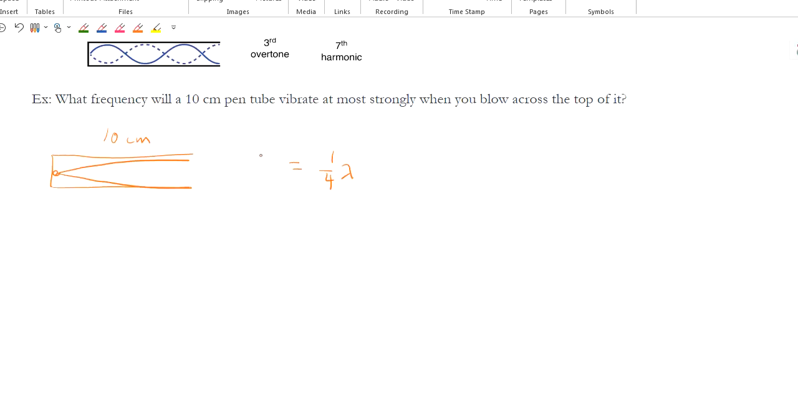Quarter wavelength is 10 centimeters, which means that lambda is 40 centimeters. So we go back here, V is equal to F lambda, and if we knew the speed of sound in air, we could figure out the frequency of vibration. It depends on the temperature, but a good number to use for room temperature is about 340 meters per second. With those numbers in, we can calculate the frequency of this pen tube to be 850 hertz. Of course, that number could change if the temperature of the air is different on that day.